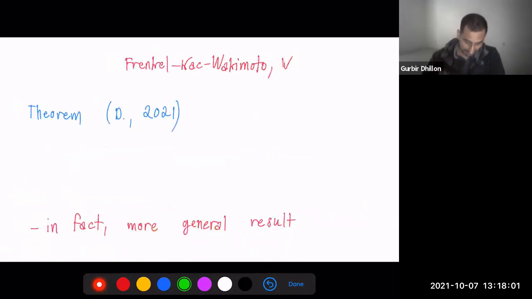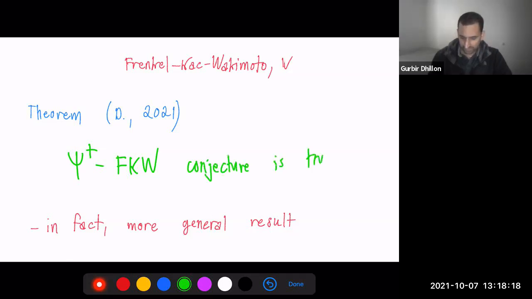Okay, so the theorem I want to mention today is that, as far as I know, after Arakawa's work, no more cases of the plus reduction conjecture were settled.